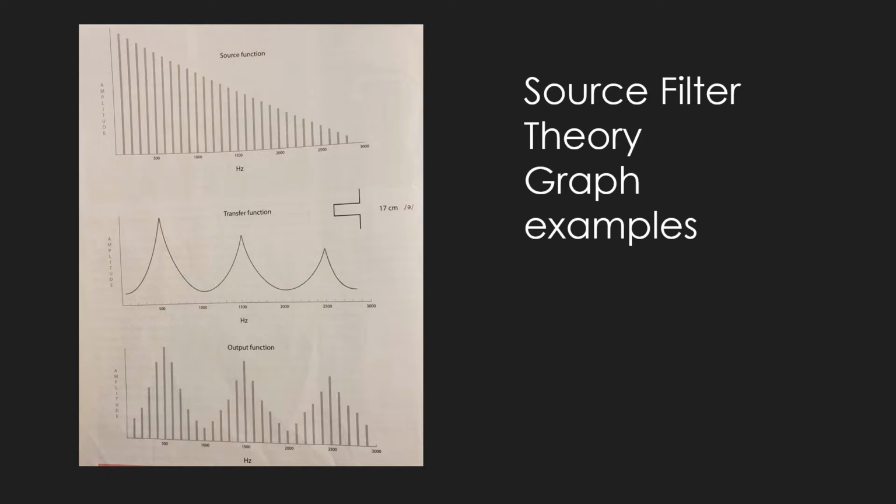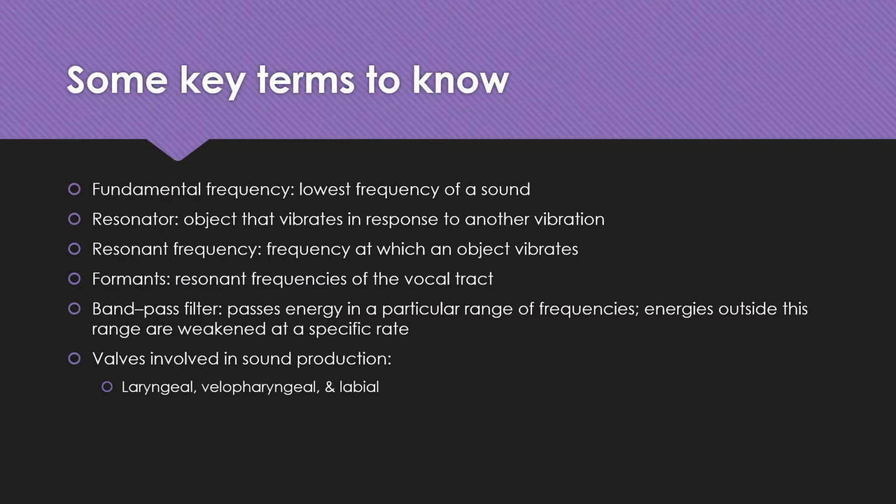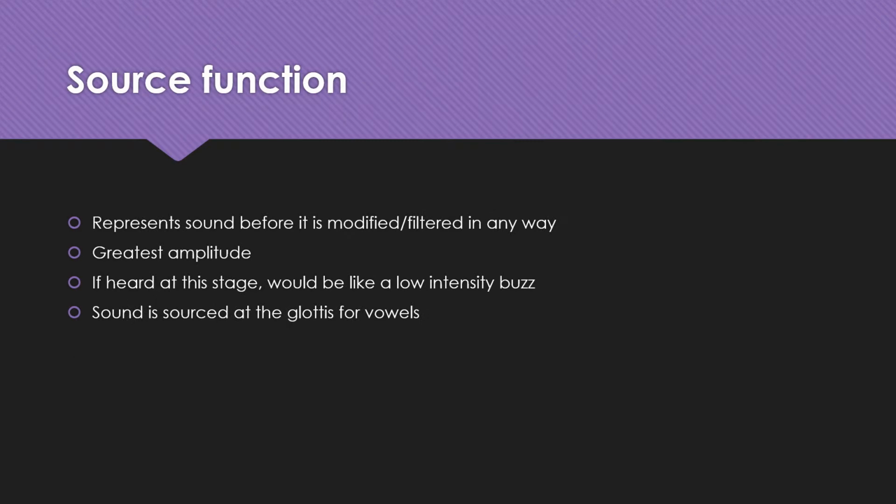And this is the final product of the sound that came out of the glottis and how it was filtered through the air cavities and the vocal tract. A particular range of frequencies passes, so energies outside of this are weakened or attenuated at a specific rate. And then the valves involved in speech production are laryngeal, velopharyngeal, and labial.